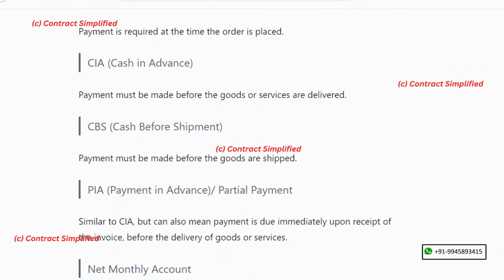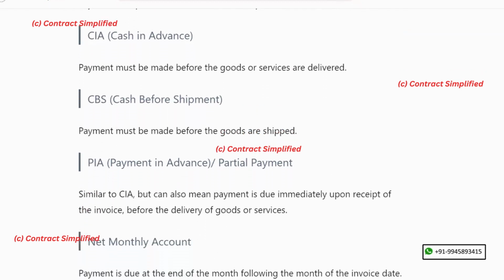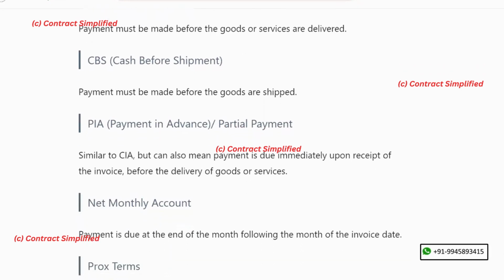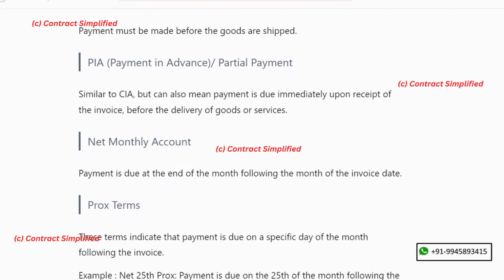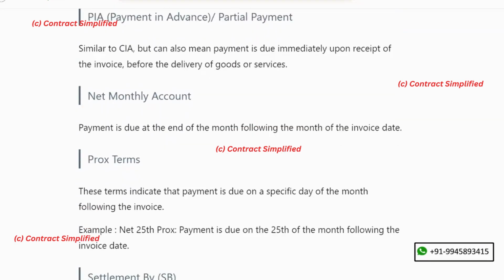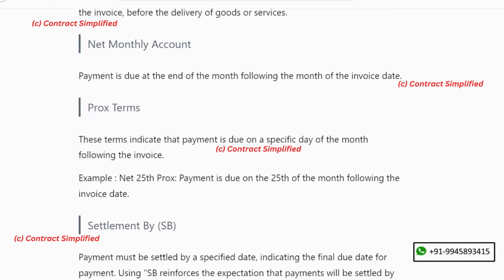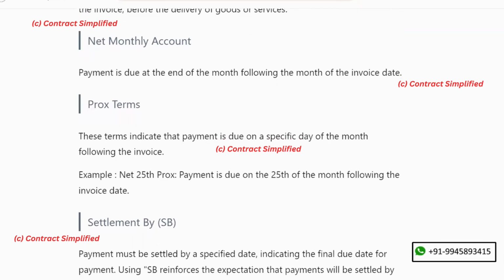CIA, cash in advance. Payment must be made before the goods or services are delivered. It need not necessarily be while making the order, but in between the order and the receipt, we have to make the payment. CBS, cash before shipment. Payment must be made before the goods are shipped. PIA, payment in advance or partial payment. Similar to CIA, but also means payment is due immediately upon receipt of invoice before the delivery of goods or services. Net monthly amount. Payment is due at the end of the month following the month of the invoice date.